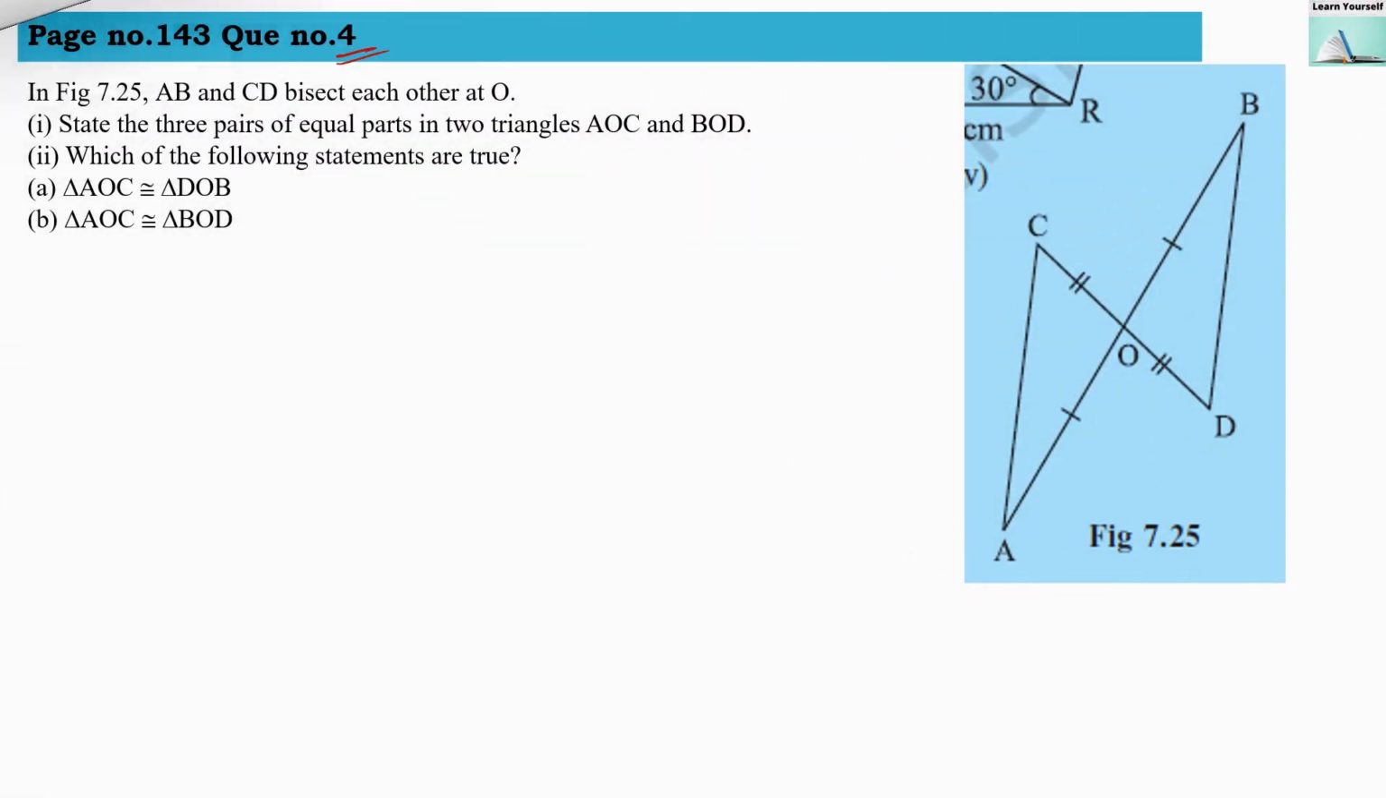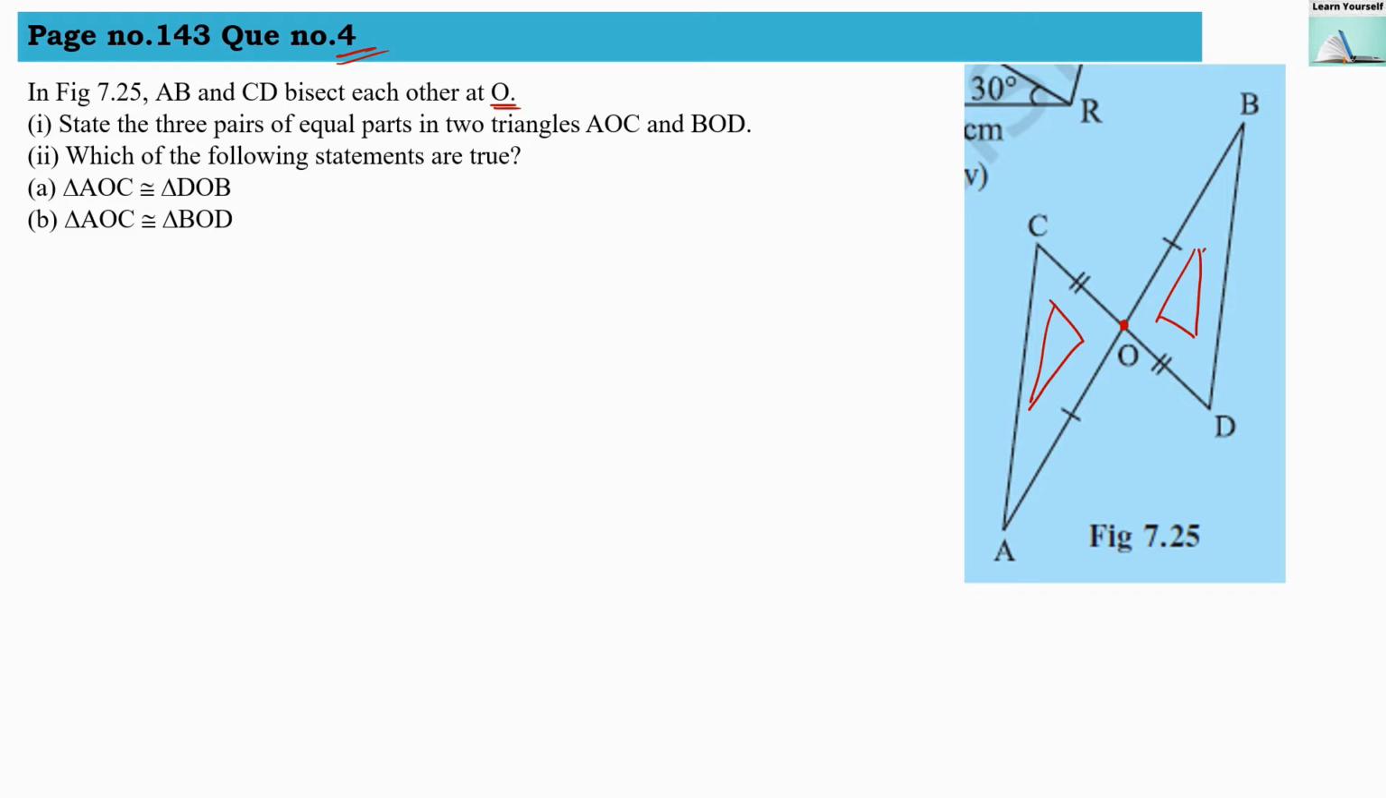Number 4. In figure 7.25, AB and CD bisect each other at O. Bisect means it is intersecting at equal distance. So each other at O. This is the point of intersection. State the three pairs of equal parts in two triangles, AOC and BOD. In these two triangles we have to check the equal parts.